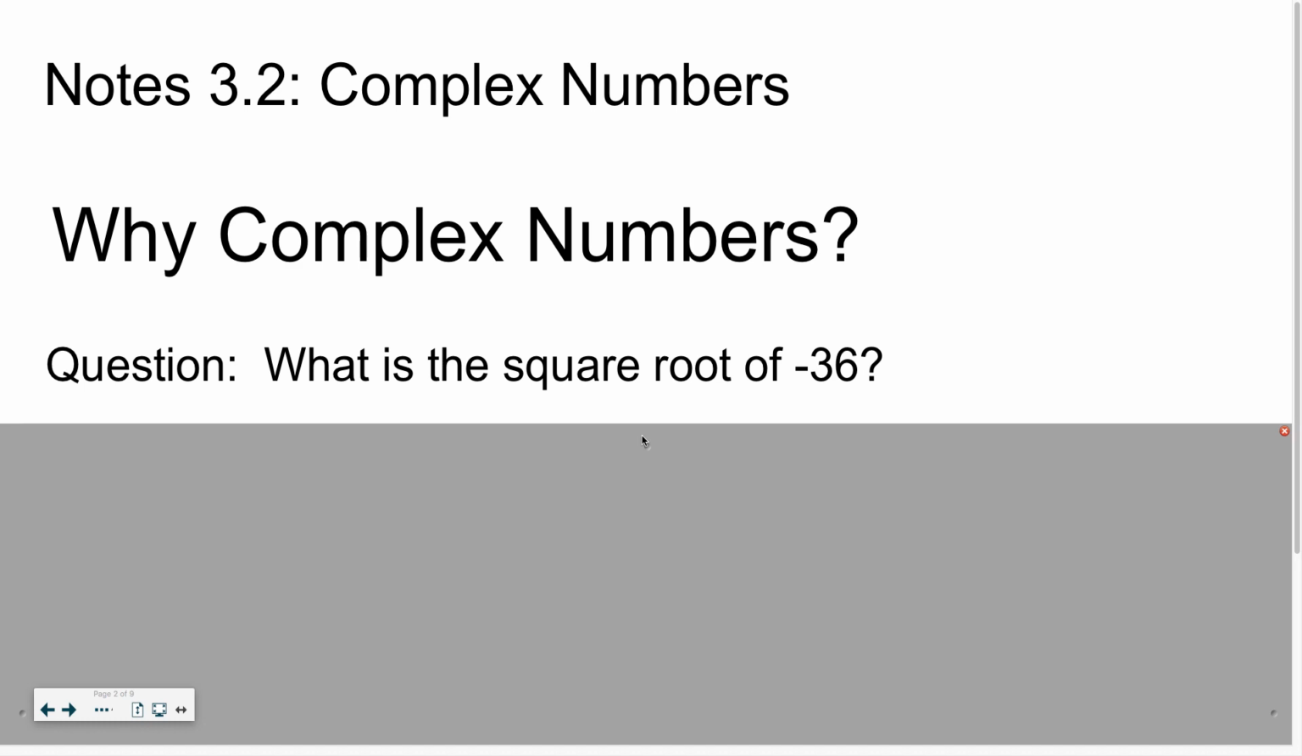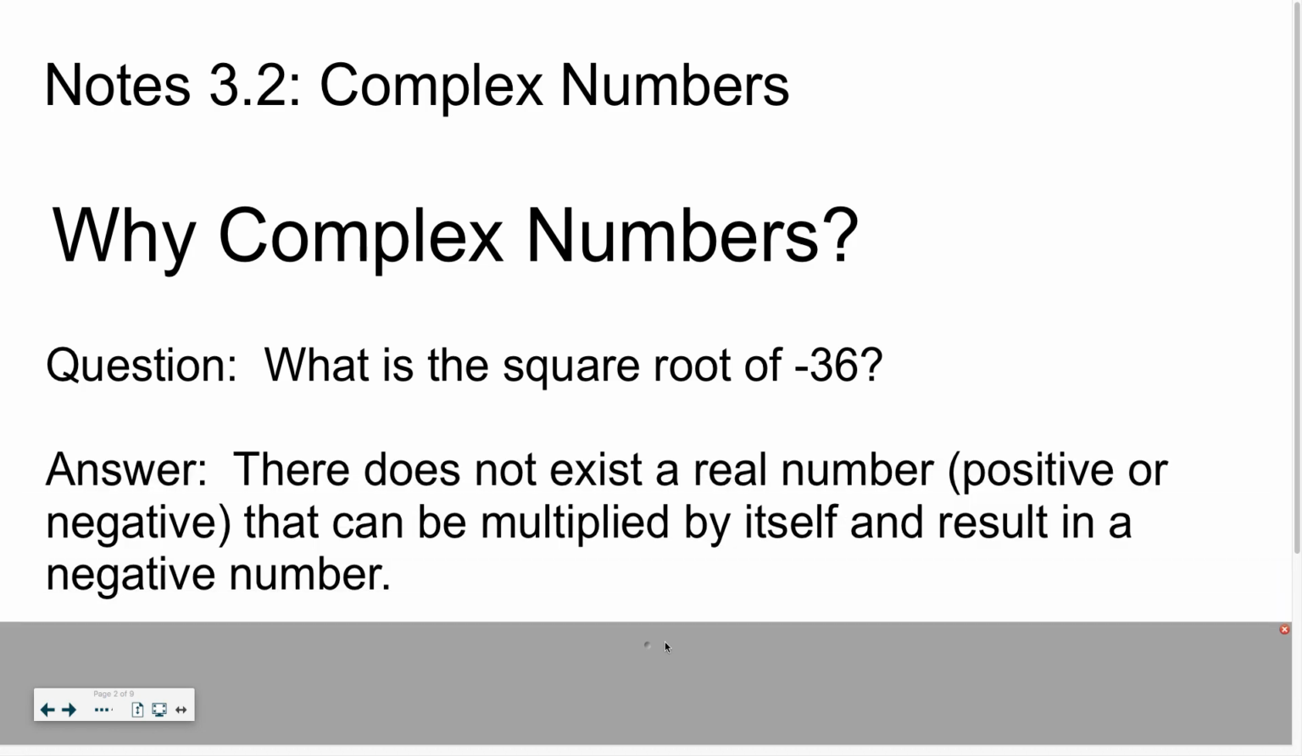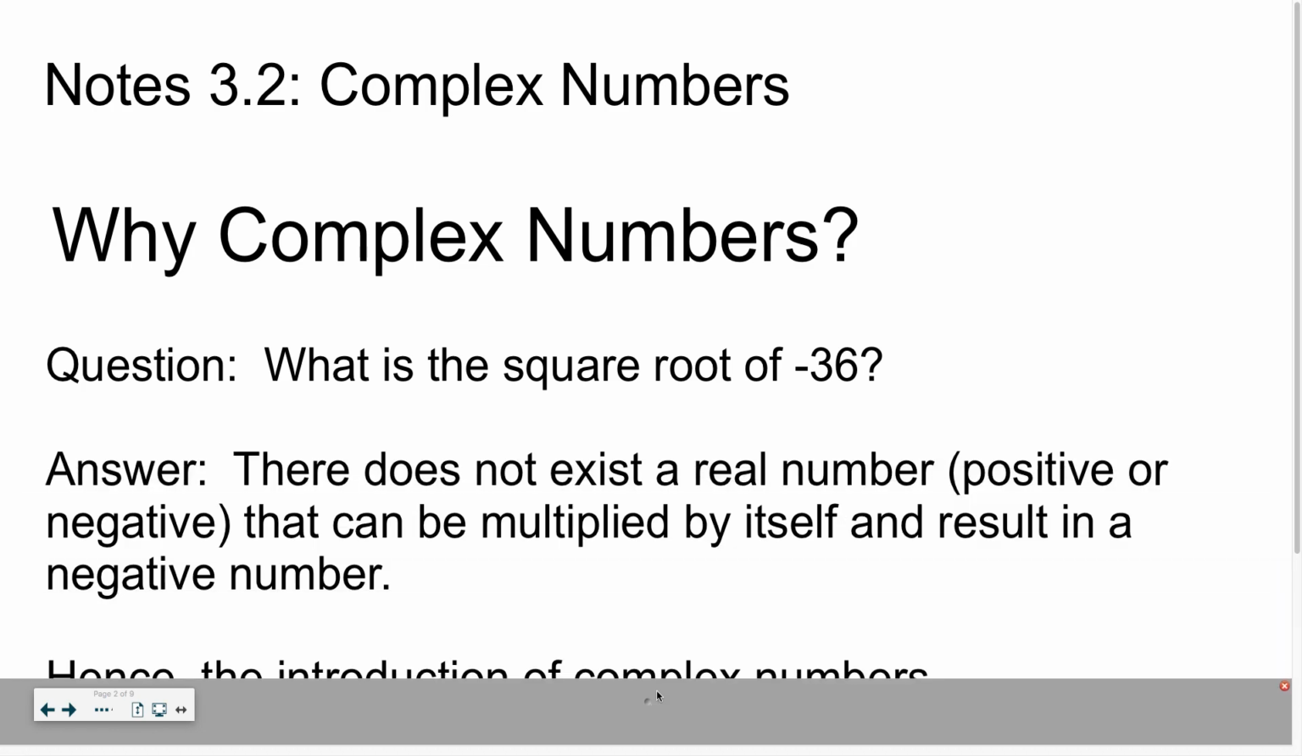Okay. Why complex numbers? If I asked you what the square root of negative 36 is, you guys would tell me? Impossible, right? We've kind of already had this discussion because we've had some no solution answers. The answer to that question is there does not exist a real number, positive or negative, that can be multiplied by itself and result in a negative number.